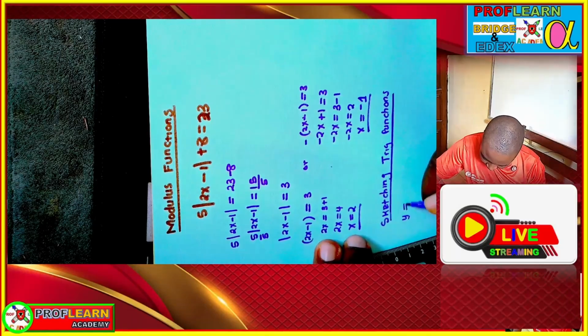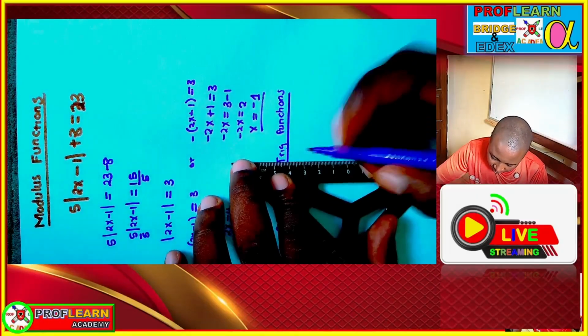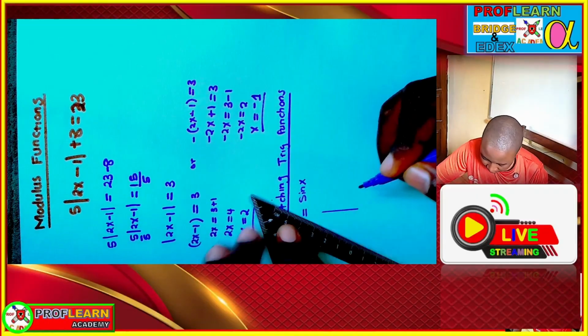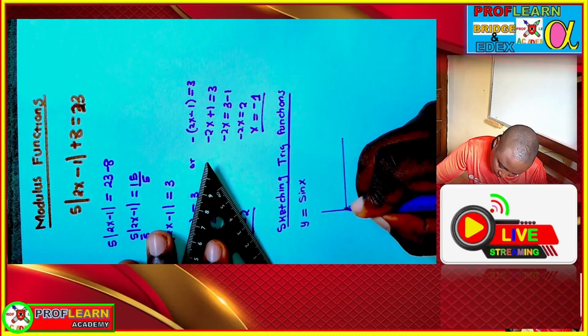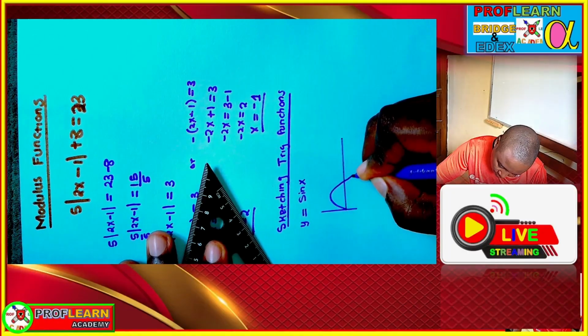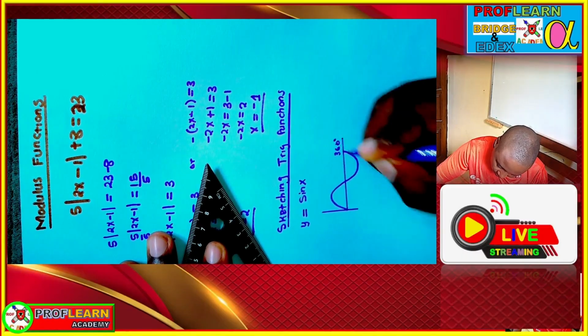y is equals to sine x. If you're having y is equals to sine x, you can sketch this graph as follows. This graph will go like this. It will make one complete cycle after 360 degrees.